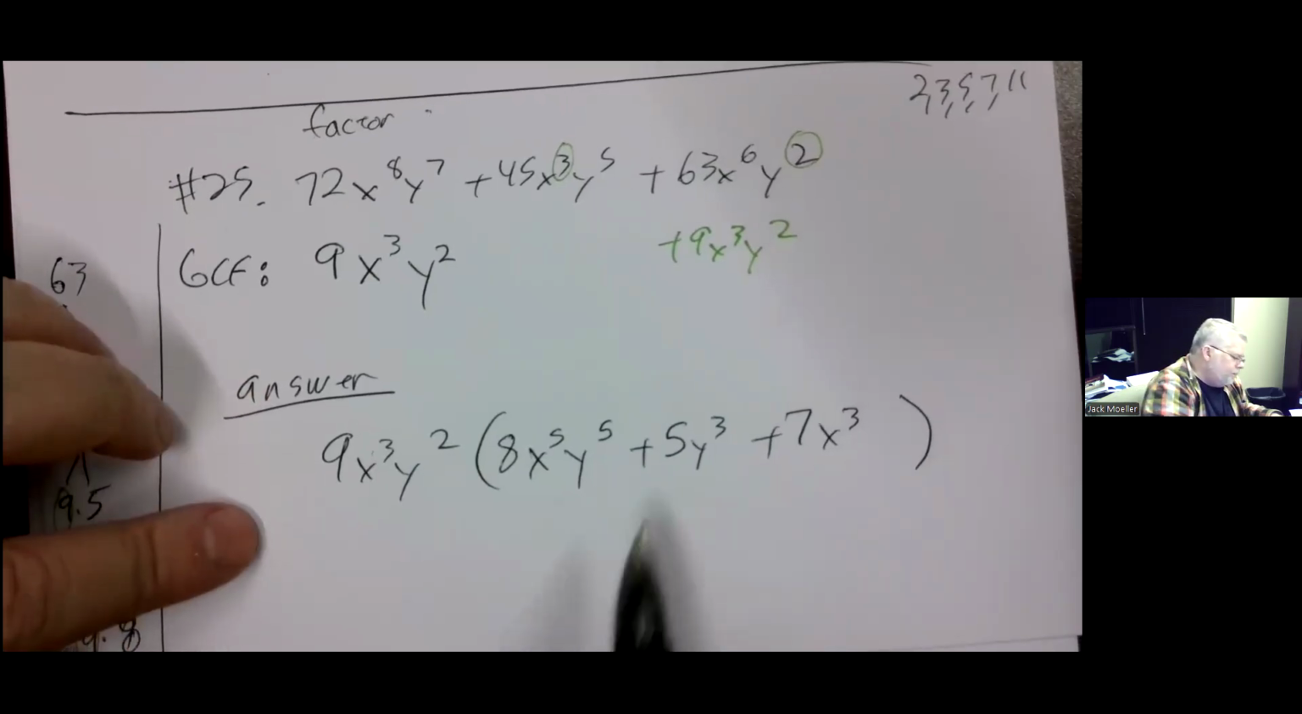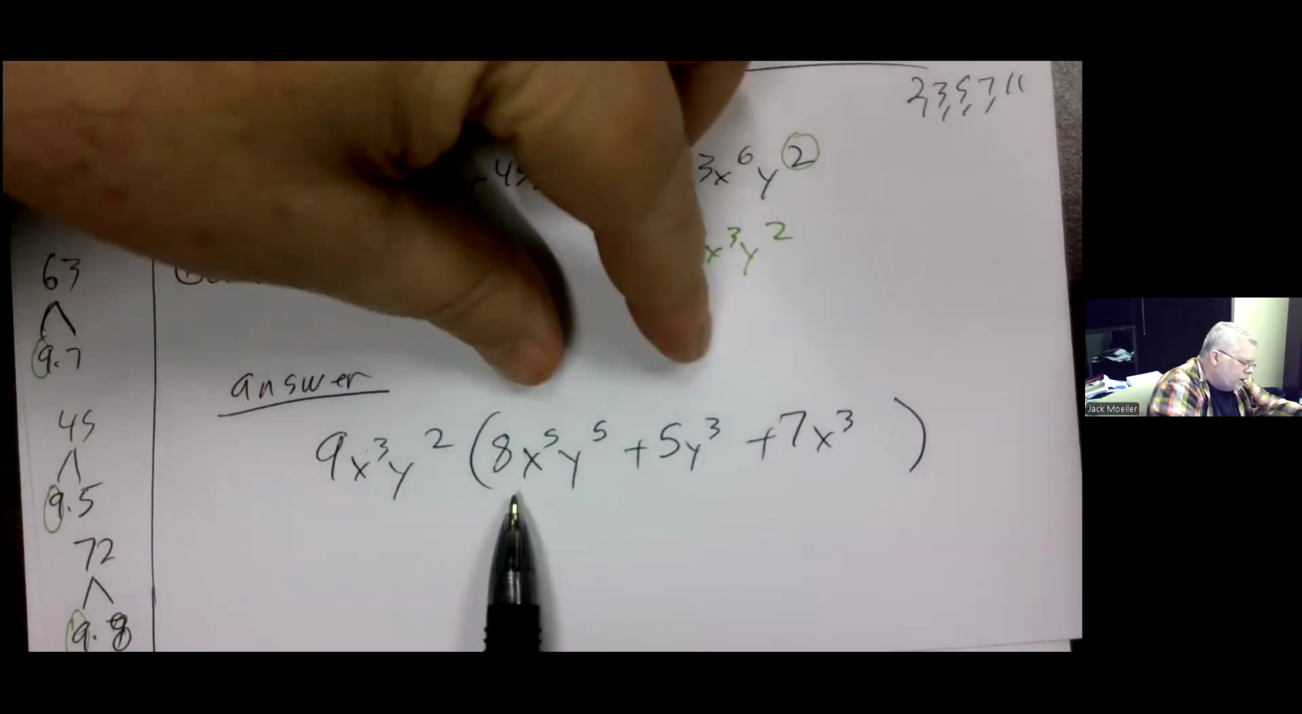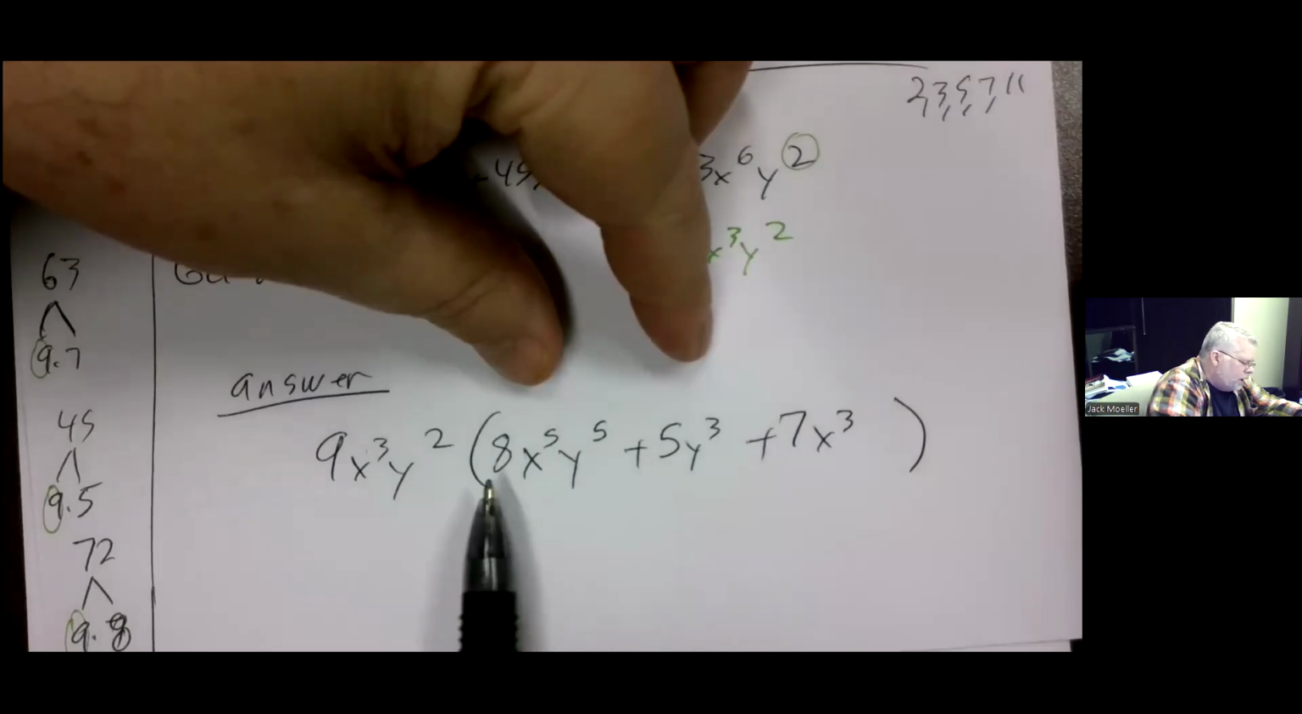Now, are we done? Well, look inside. Is there a GCF that we missed? 8, 5, and 7, so we didn't miss a number GCF.